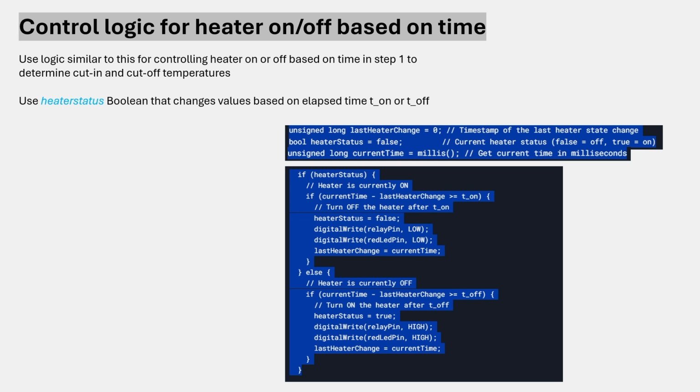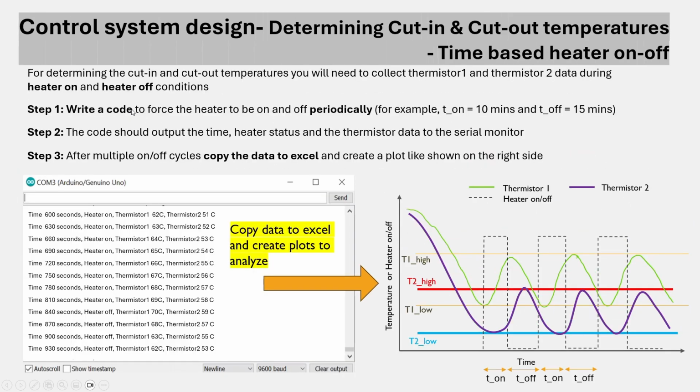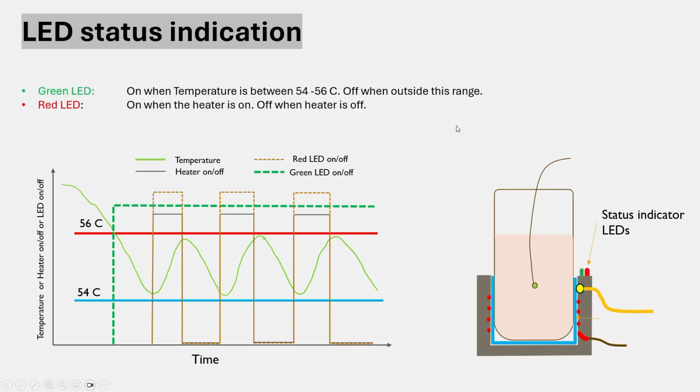All right. So now let's look at the control logic for heater on-off based on time. This relates to the determination of cut-in and cut-off temperatures in step 1 of the slide that was shown before. For example, here it mentions to write a code to turn off the heater periodically between two different time periods. They could be the same time period, so it's on for a certain time and off for a certain time. So two variables, on and off, control the heater on-off times, and that is repeated cyclically.